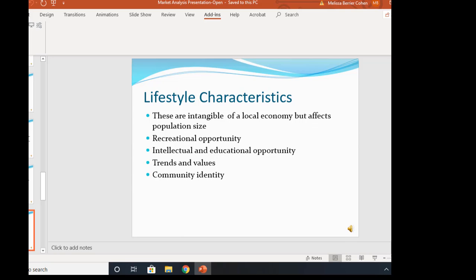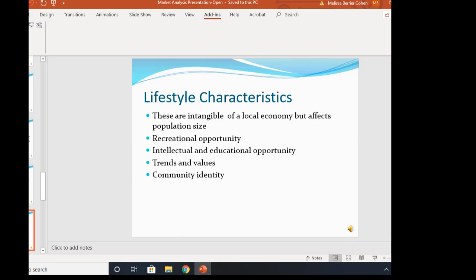So you're going to look at what are the recreational opportunities. You're going to look at what are the intellectual and education opportunities. Obviously with educational opportunities, you can look at how many colleges and such are in the surrounding area. Intellectual, you can see, is there any small business development centers? What's the Chamber of Commerce like? What other things support businesses and education?